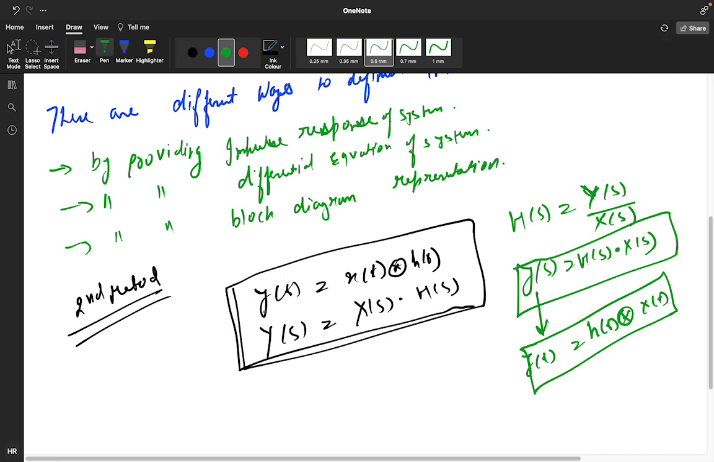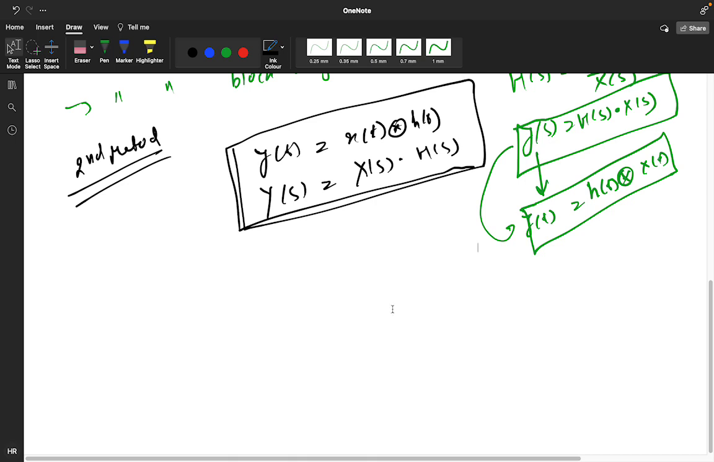So the transfer function is defined only for an LTI system. So h of s is equal to y of s by x of s. You want to get the output, so output is y of s is equal to h of s into x of s. And if you want to get into the time domain, you can directly convolute it. Or else you can find the Laplace transform of x of s, multiply it, and get the inverse Laplace. You will get your result. Okay, so the transfer function is a very easy tool.